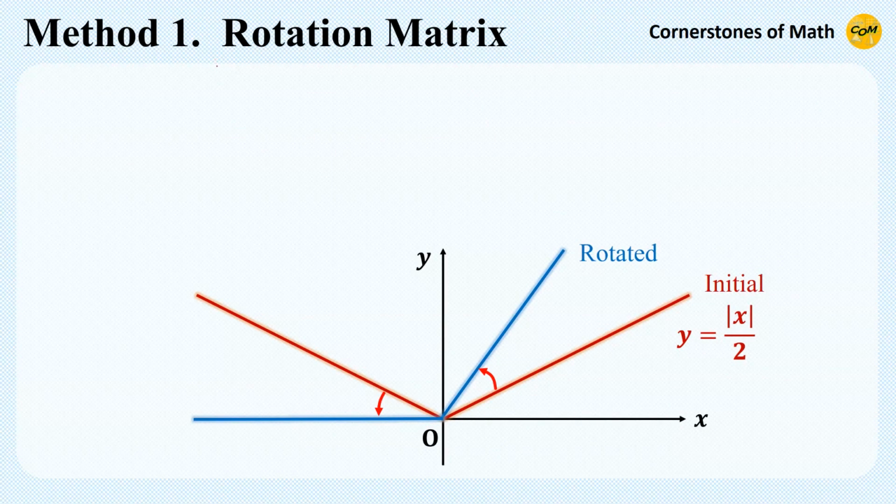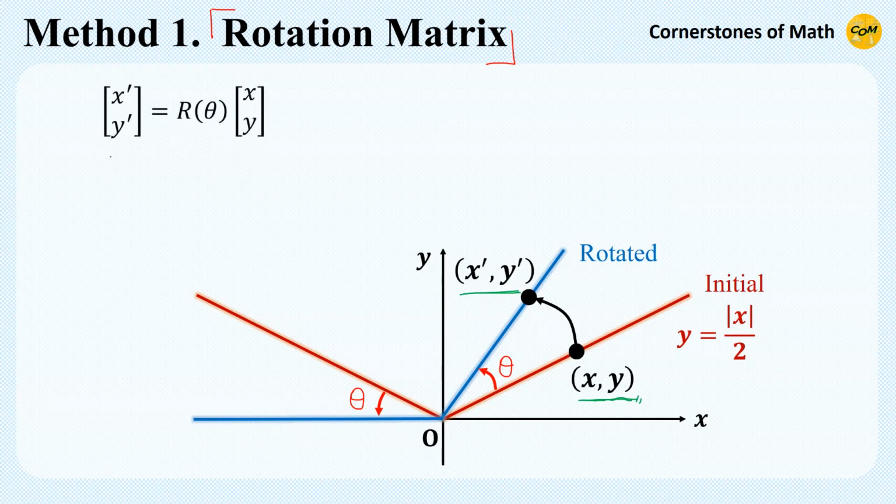Alright, let's get straight to the point. The rotation matrix. Suppose that the angle of rotation is theta. Suppose that the point x, y on the original graph moves to x prime, y prime by rotation. Then point x prime, y prime in a column vector notation is given as the rotation matrix R theta times the column vector of the original point x, y.